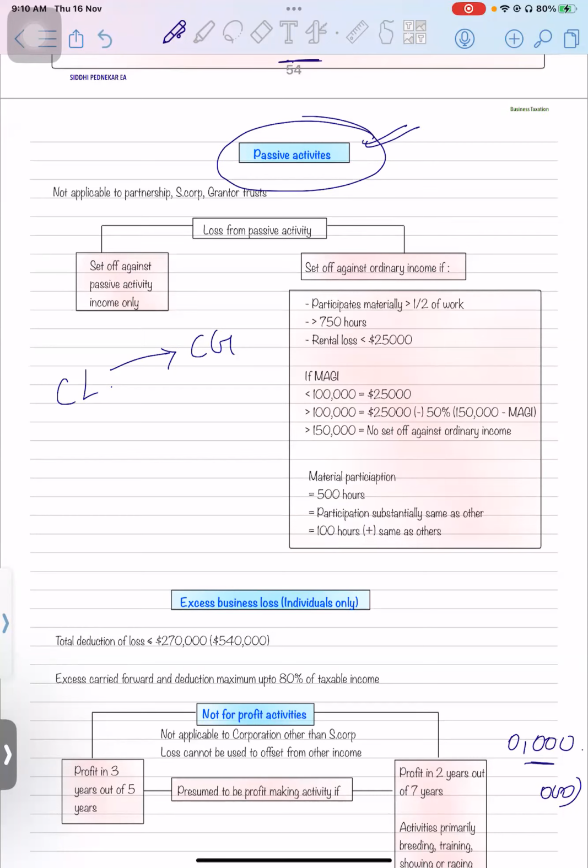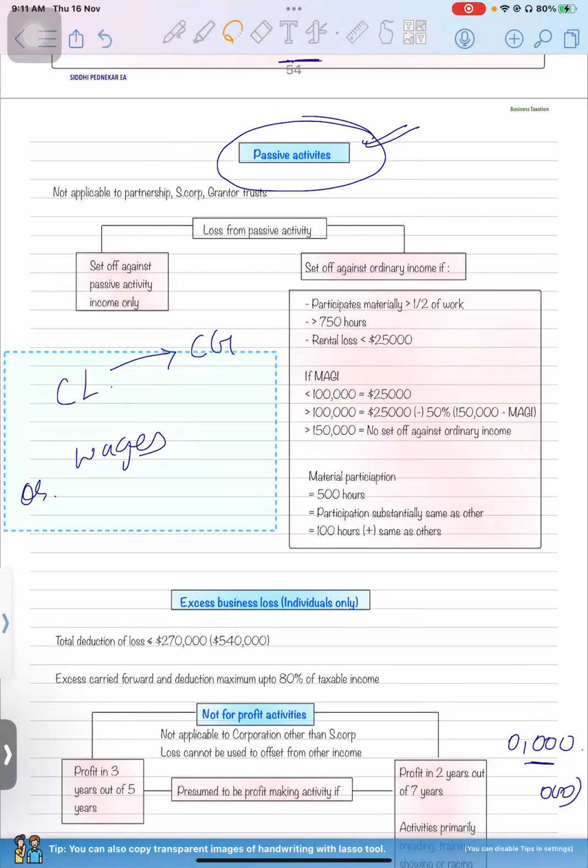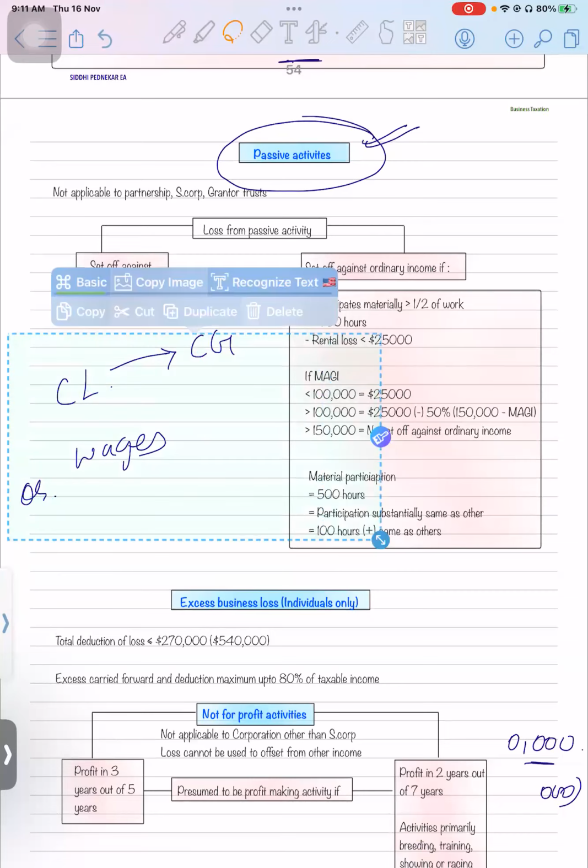Okay, in that loss, it is a passive loss, and that loss they will offset against the wage income to reduce their ordinary income. So that is not allowed. The IRS is stopping tax strategies like this.